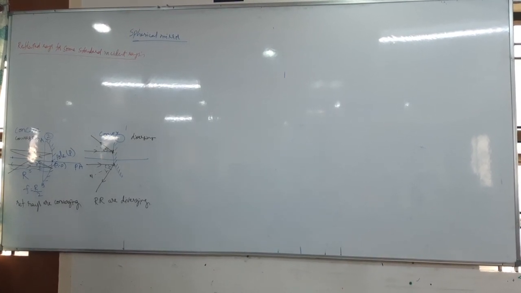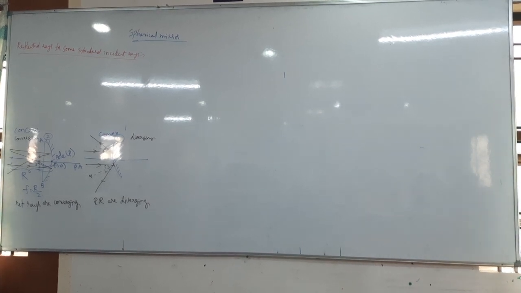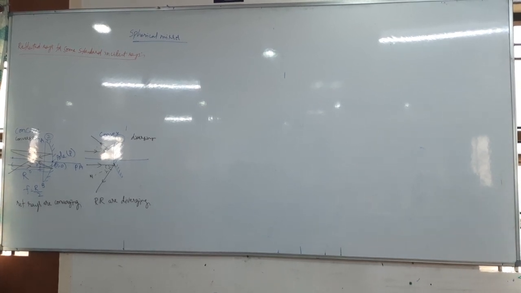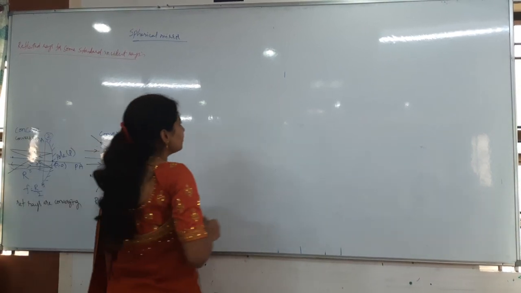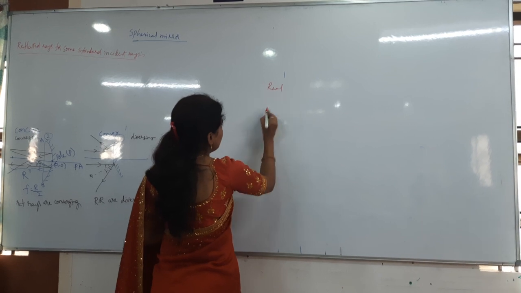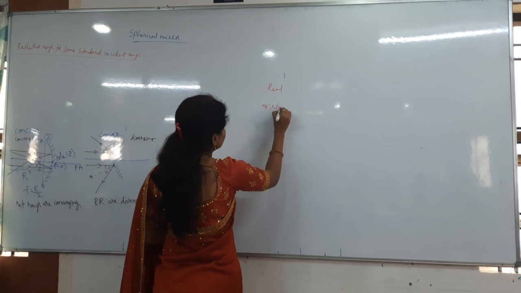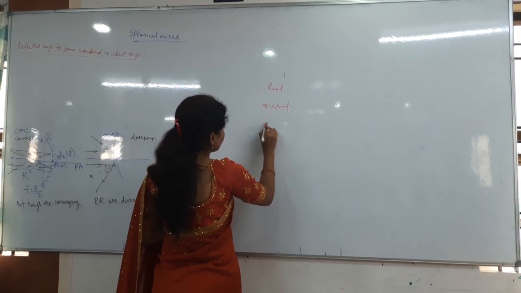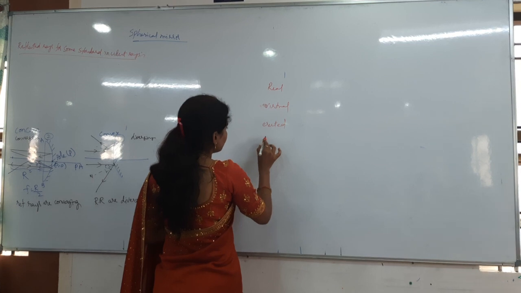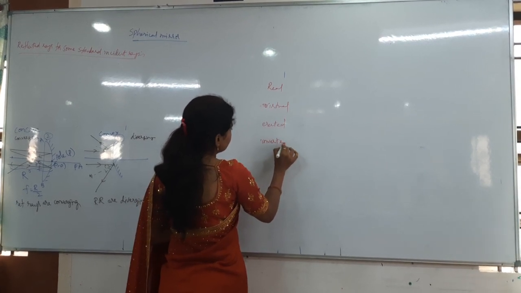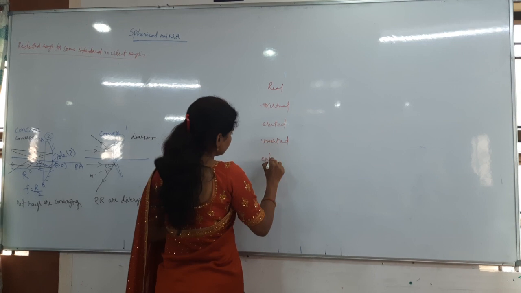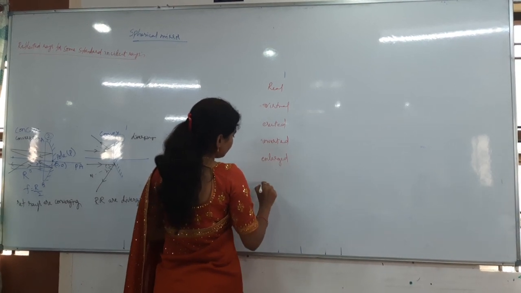Next one, different natures of the image. In the different natures, we will get one as real, another as virtual, then another as erect, another as inverted, then enlarged and diminished.